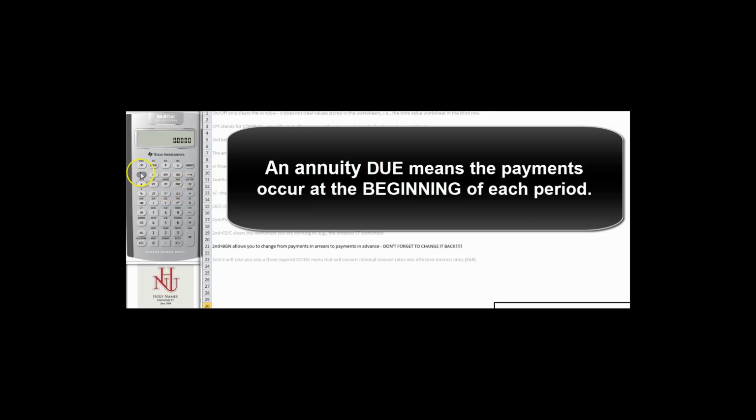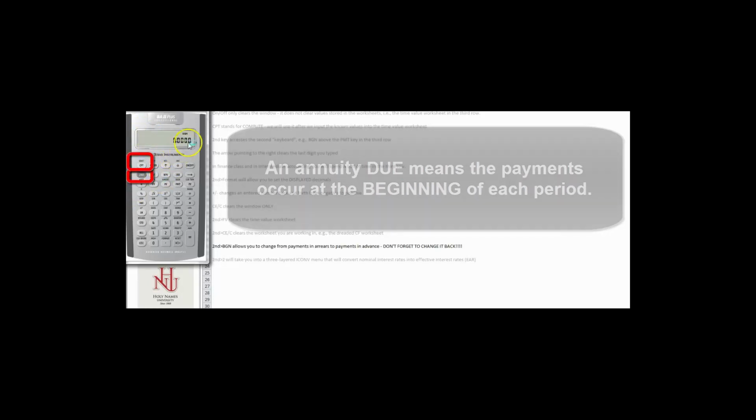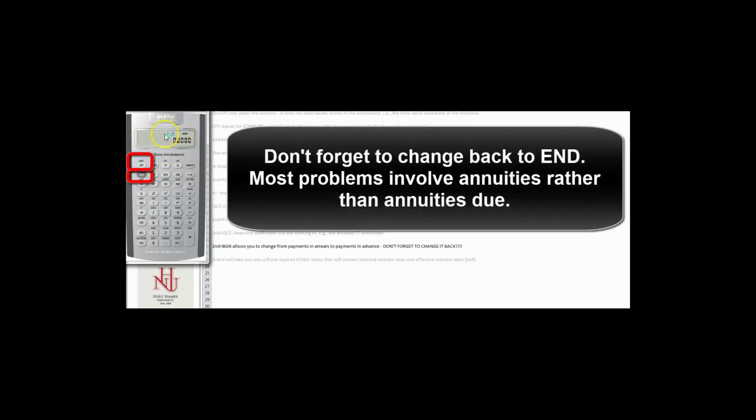An easy way to change our calculation method is to hit second, begin. That tells us that now we're assuming an annuity. You want to change it to an annuity due, hit second, set, and that says begin. Hit second, quit, and we're back to our familiar screen with a little reminder up there that we're set on begin. But please don't forget to set it back when you're done.